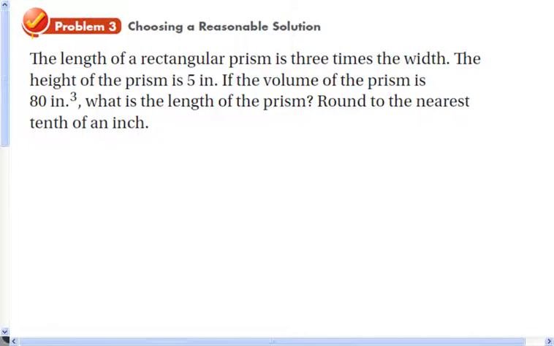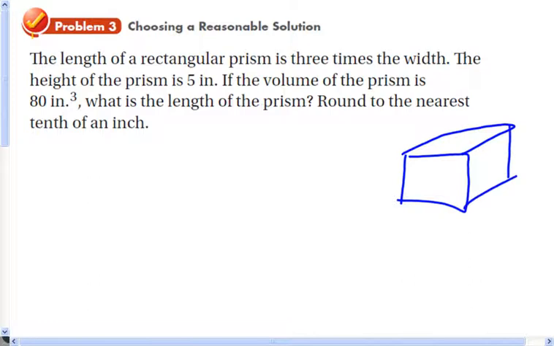All right, let's solve this problem using some of our new methods. It says the length of a rectangular prism is 3 times the width. So let's call this W. So then that would be 3W. The height is 5. So that would be that one. If the volume of a prism is 80, what is the length of the prism?